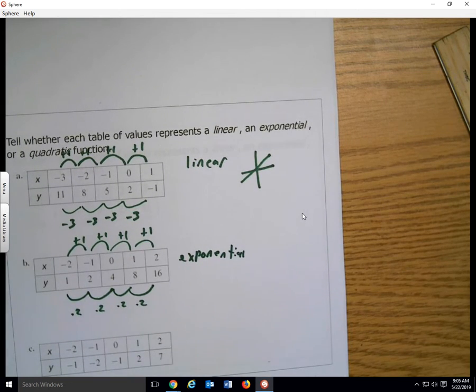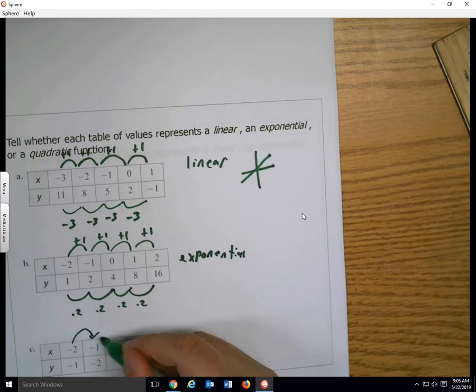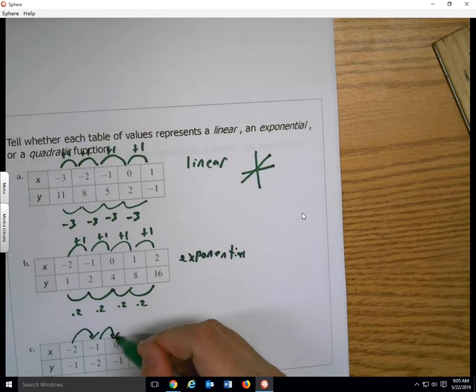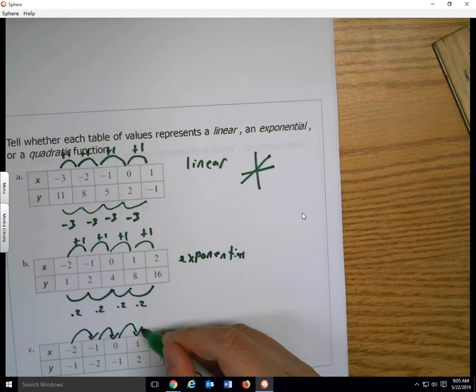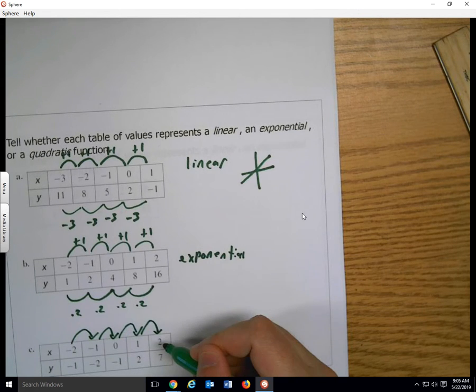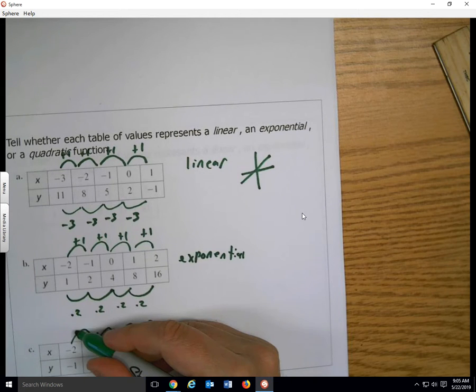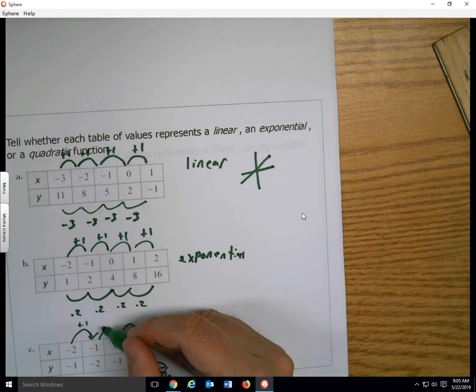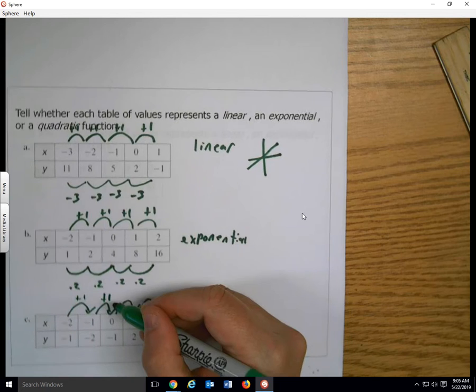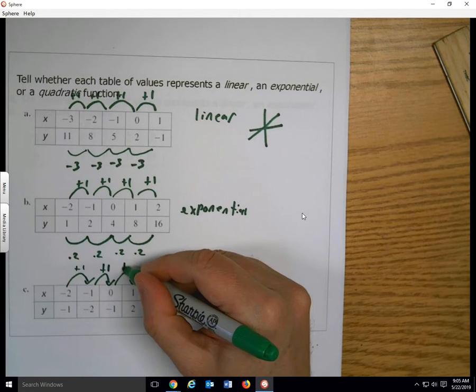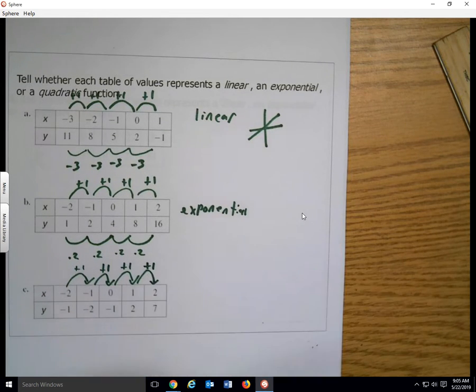Notice in all of these, the x's are increasing each time by the same value. There's a constant rate of change. So in this case, again, I think x is increasing by 1. It seems to be a popular theme. That's okay when we're learning something new. We want it pretty simple.